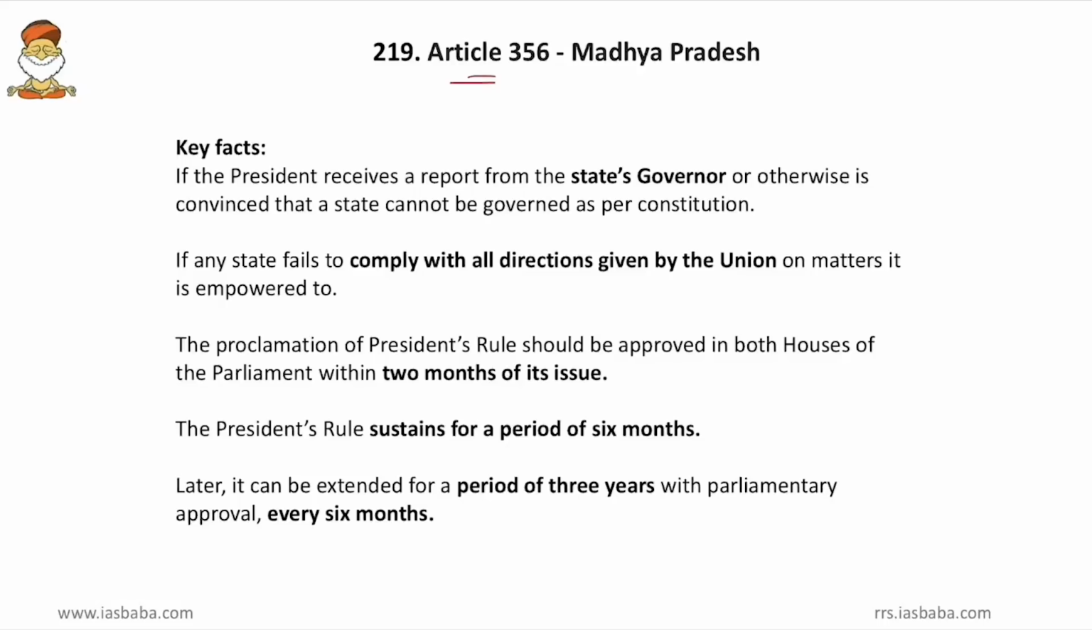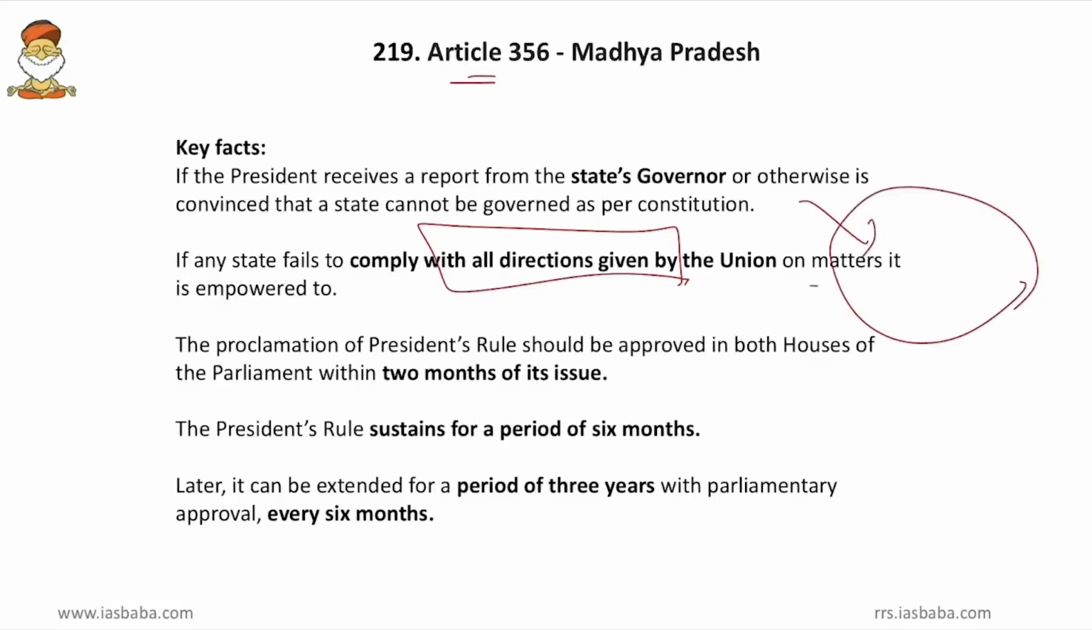So, any violation of the directions given by the center will be amenable to presidential rule. However, the directions given by the center should be confined to those areas where the Union has the power to give direction, not otherwise. Then, the proclamation of President's Rule should be approved by both houses of Parliament within 2 months of its issue. So, once the President proclaims a presidential rule, the Parliament has to approve it within 2 months.